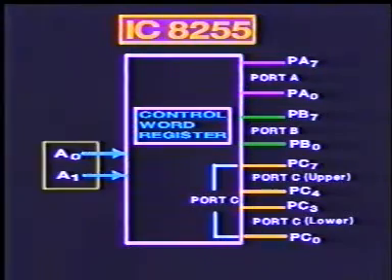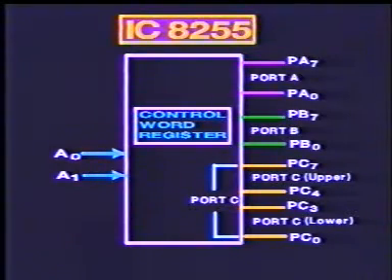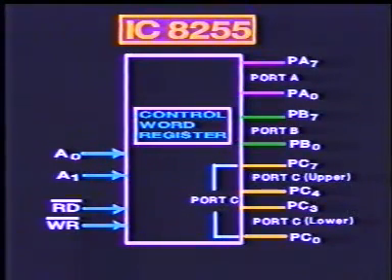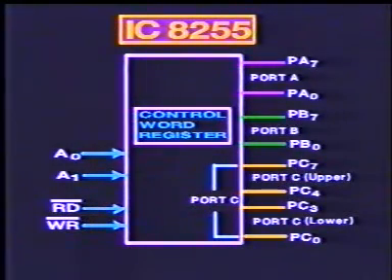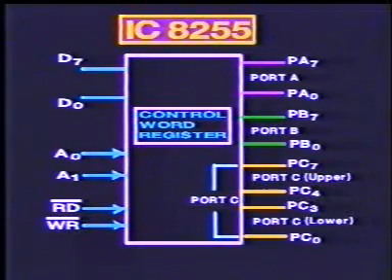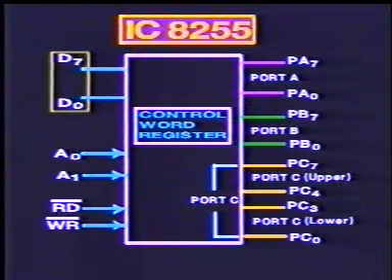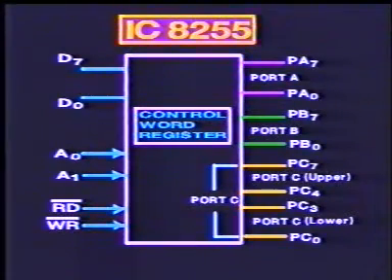The lines A0 and A1 are used to address the three ports and the control word register. The read bar and write bar lines allow the CPU to read or write into the device. The data lines D0 to D7 are connected to the data bus of the microprocessor. The chip select signal enables the device.